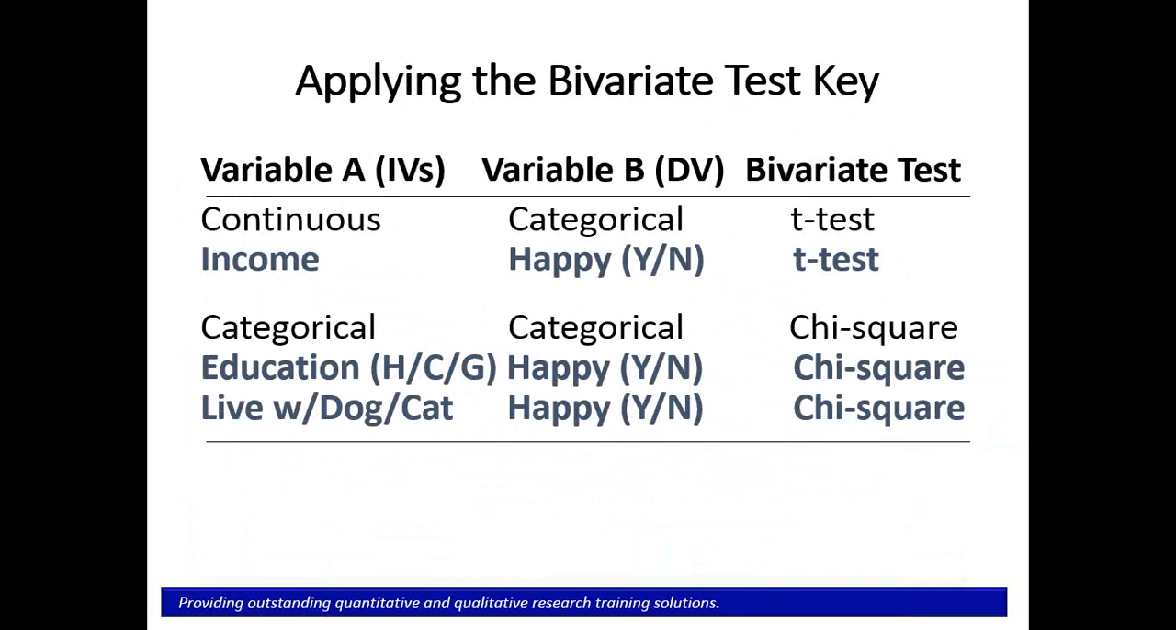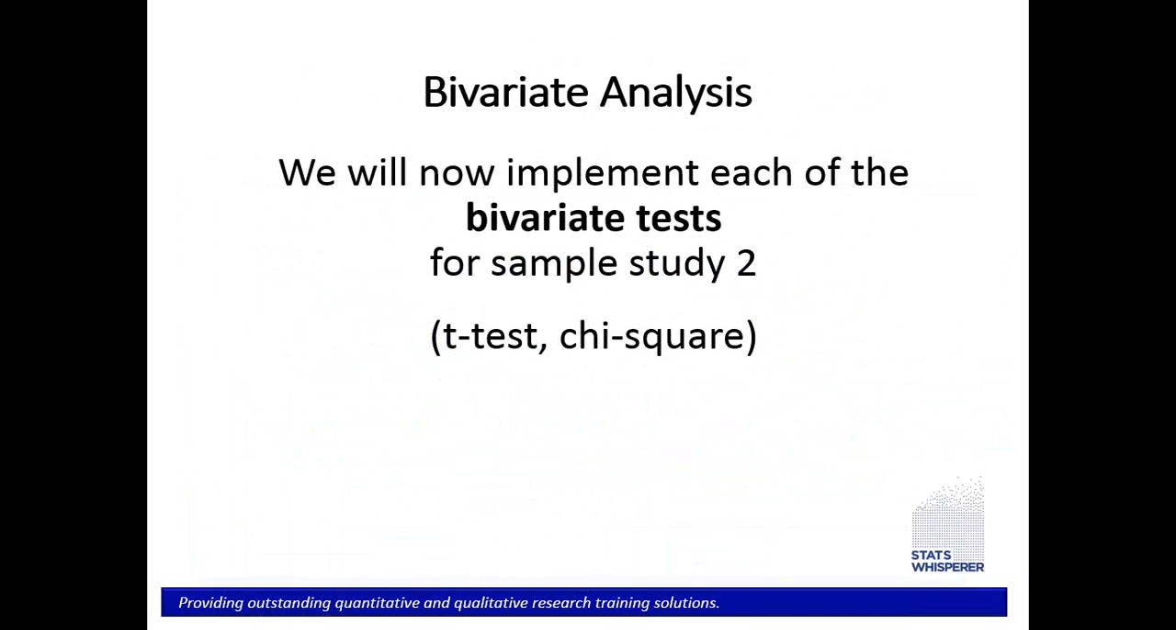And the other relationships are all categorical. So for categorical and categorical, we use a chi-square. Education level is categorical compared to happy, yes or no, which is categorical, so we use a chi-square. And living with a dog or cat is categorical compared to happy, yes or no, categorical, and again, we use a chi-square. So this time we only need 2 of the bivariate tests. We will now implement each of these bivariate tests for sample study 2, the t-test and the chi-square.